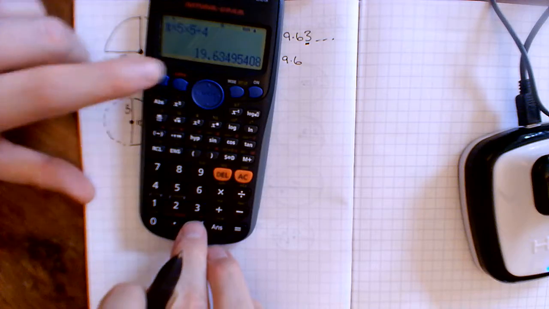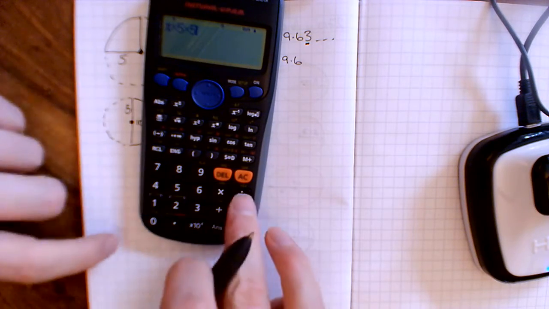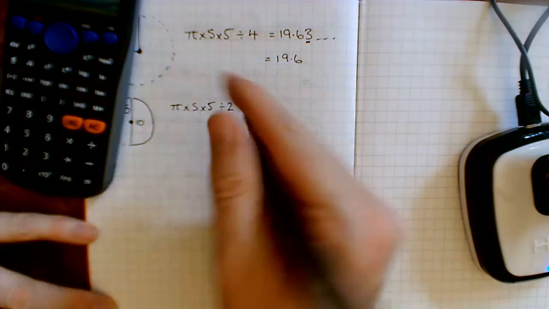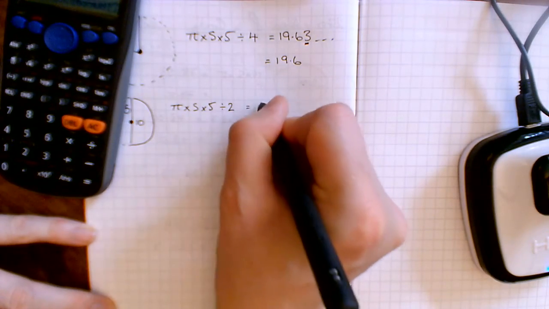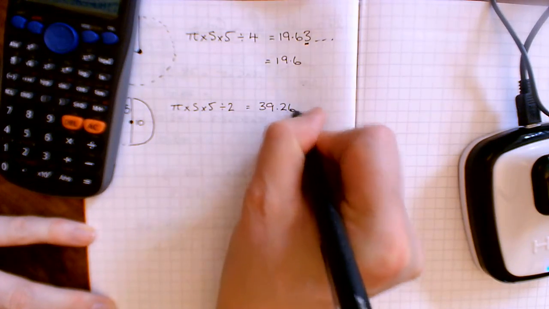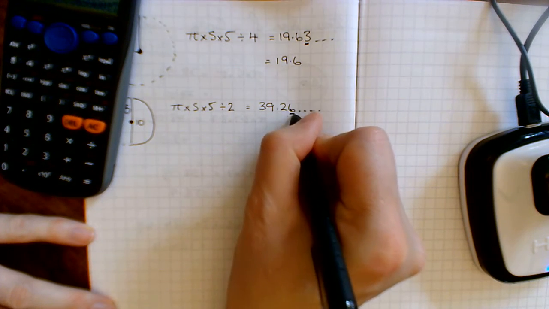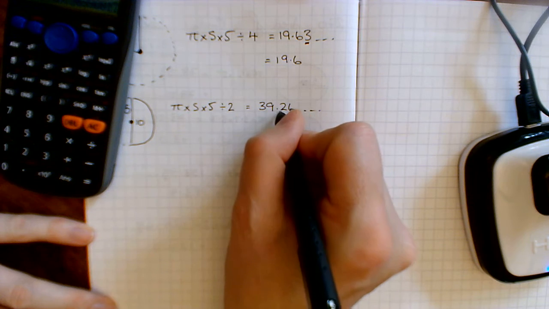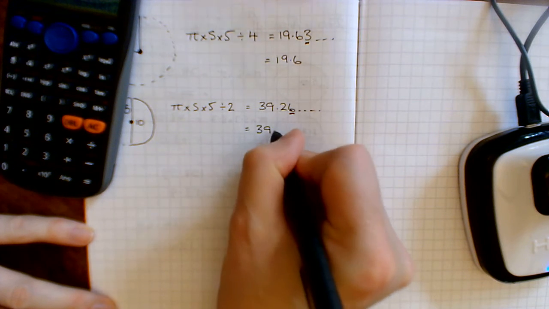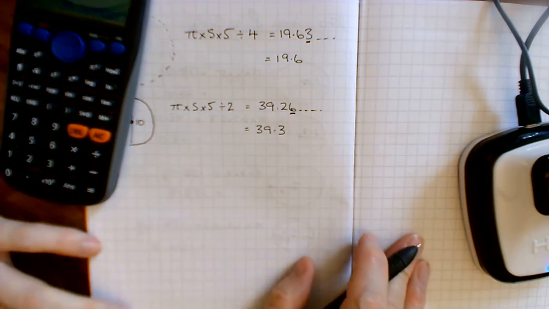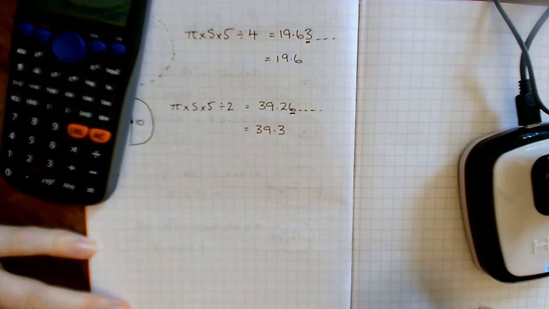Calculator, shift pi times 5 times 5, divided by 2, and that equals 39.26, and then that just runs on. The 6 is bigger than 5, so 5 or more rounds up, so that means that number is going to be 39.3. Okay. That was rounded to 1 decimal place.